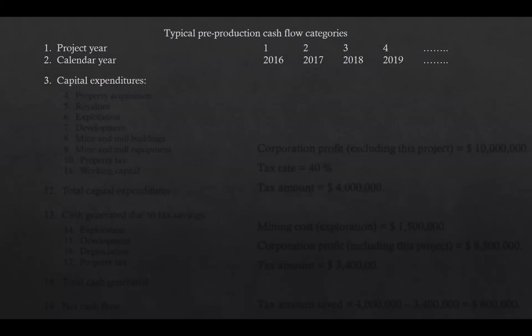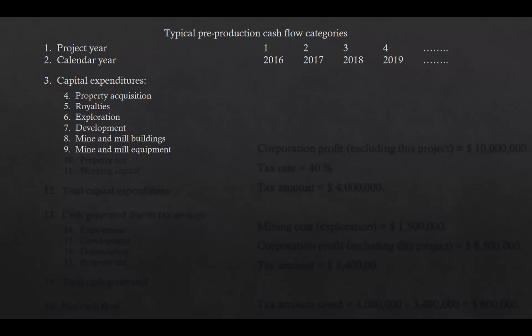The third item is the details of the capital expenditures, which include a variety of different capital expenditures, for example, the amount spent for property acquisition, royalties, exploration, development, mine and mill buildings, and mine and mill equipment, property tax, and the working capital, which represents the amount of money necessary to cover the operating costs during a portion of the project's life. The next item in the list is the total expenditures that sums up the capital expenditures for every year.